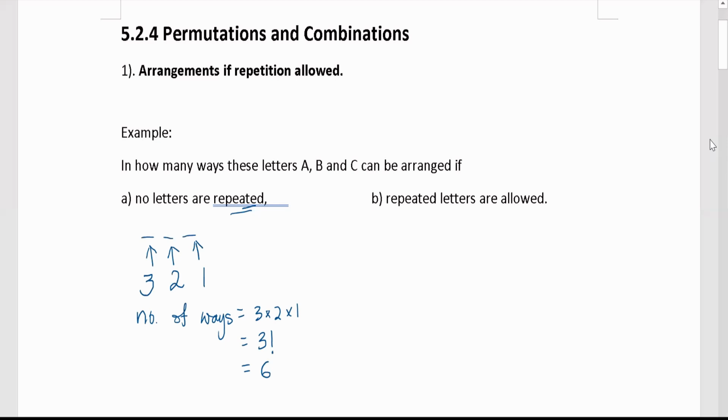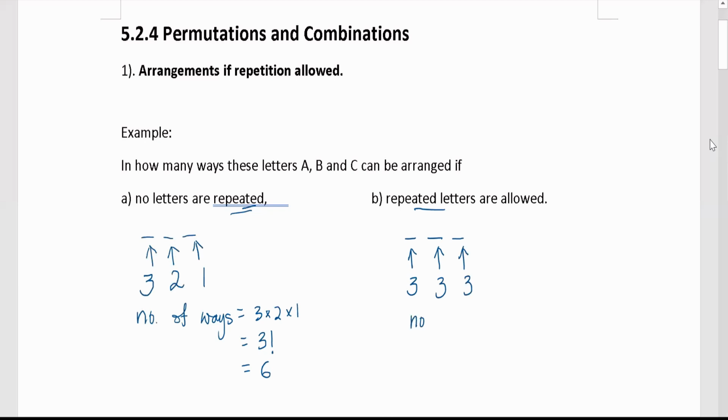Now, if repeated letters are allowed, what does it mean? Let's see, there are still 3 places. The first place, we can fill up with either A, B, or C, right? So there are 3 ways to do so. Since repeated letters are allowed, we can still use the letters A, B, and C. So there are still 3 ways to fill up the second place, right? Even the third place, there are 3 ways to do so.